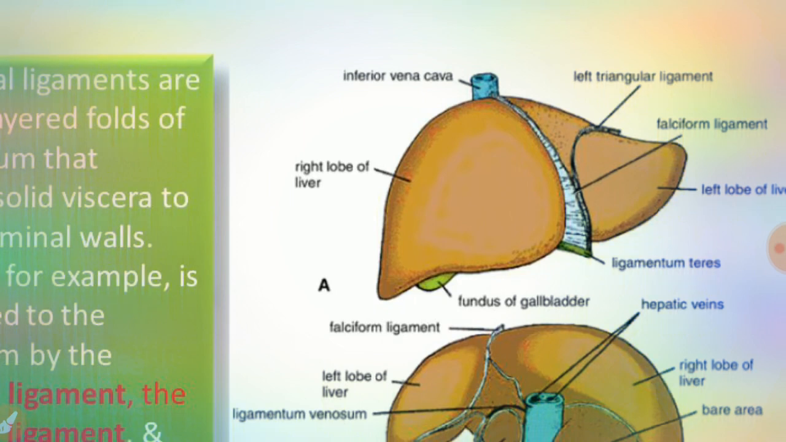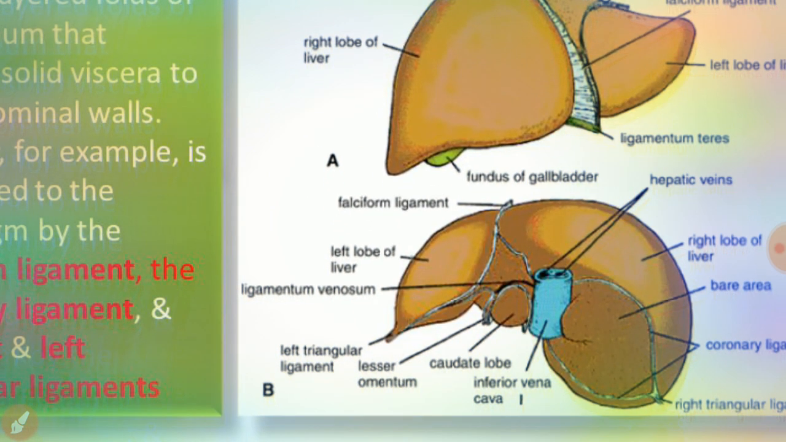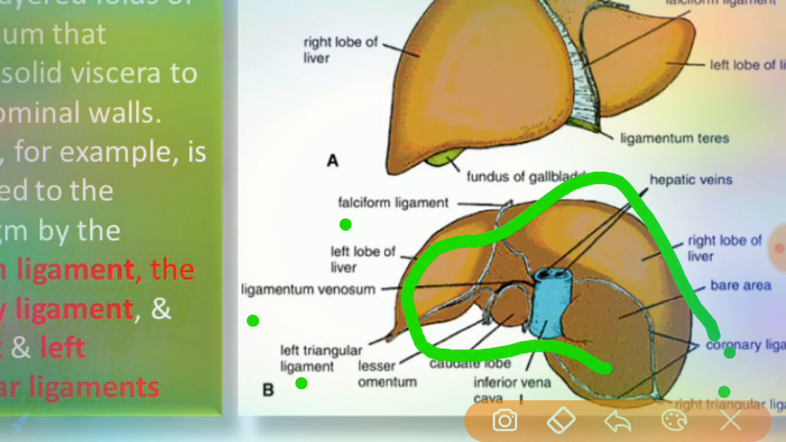See the left triangular ligament, falciform ligament, left lobe of liver, right lobe of liver, inferior vena cava, ligamentum teres. Here we can see the ligamentum venosum. This means there is an attachment of the solid viscera to the abdominal walls. So these types of ligaments have attachment to the abdominal walls: left triangular ligament, ligamentum venosum, falciform ligament, right triangular ligament, coronary ligament. These ligaments are attached to the abdominal walls.